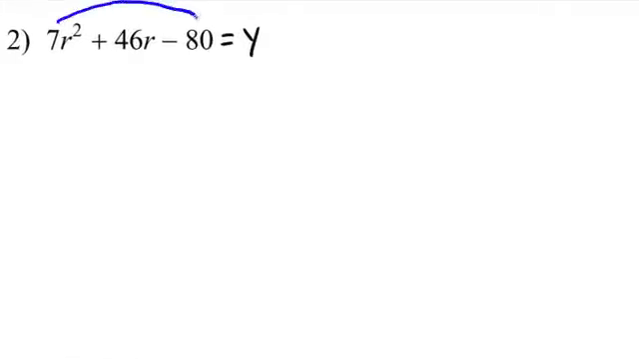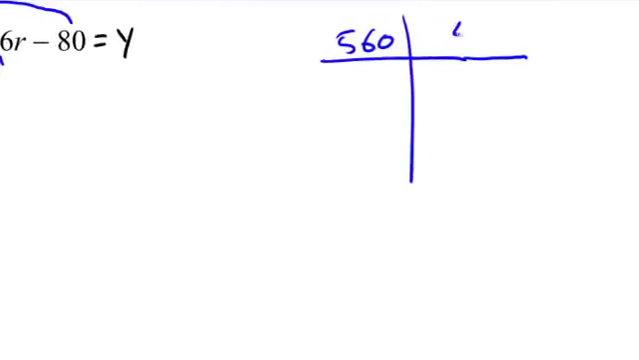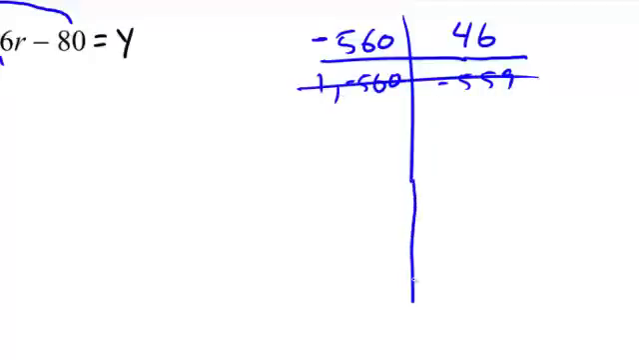So 7 times 80 is 560. And my b value is 46. Oh, and this is a negative 560. So it means that I'm going to be adding two opposite signed values. So okay, we're going to start with 1. 1 times negative 560 is going to be negative 559. These beginning ones will seem a little silly. They won't work until we get closer. But we'll do them anyways.